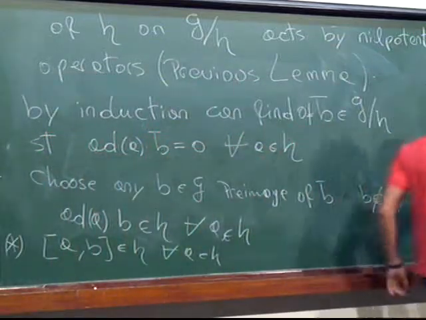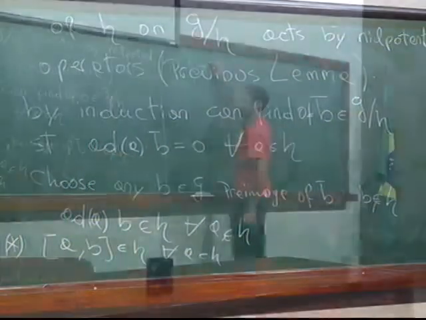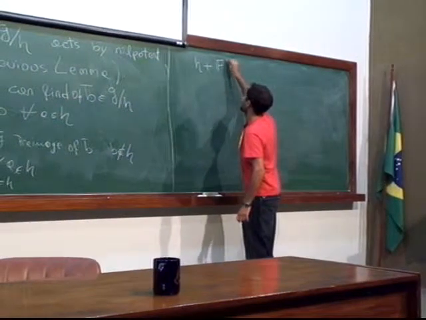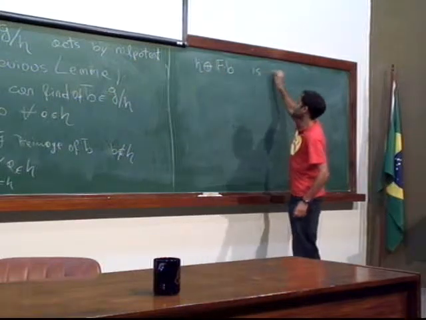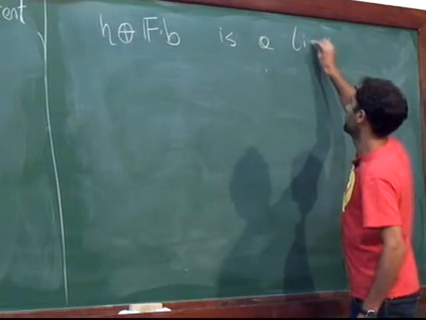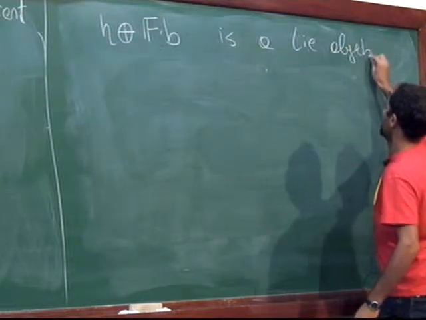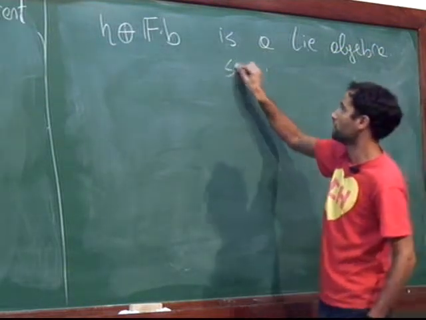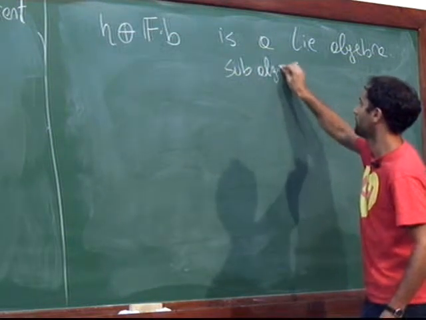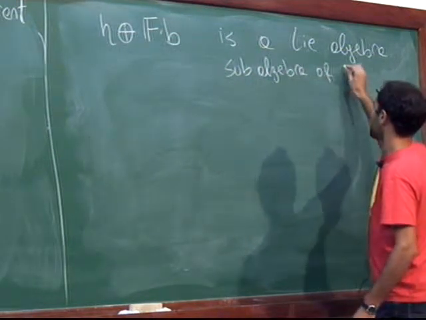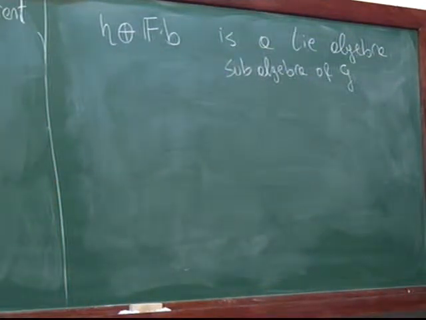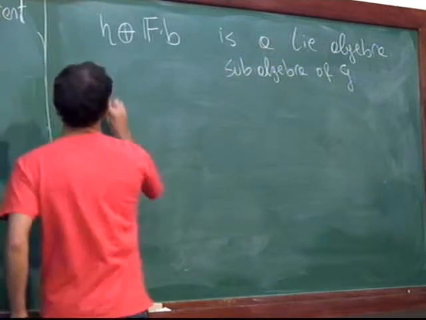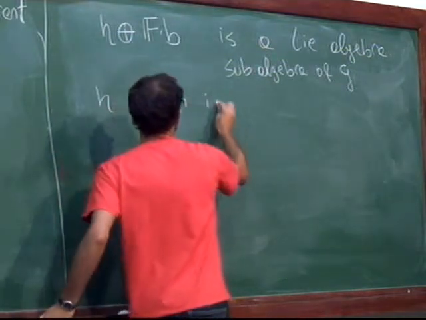So in particular, H plus the field times B is a Lie algebra. It's a subalgebra of G. And H is an ideal inside of that subalgebra.